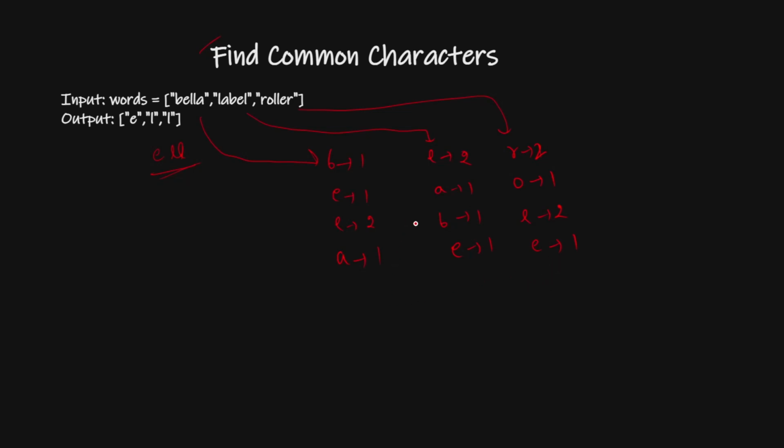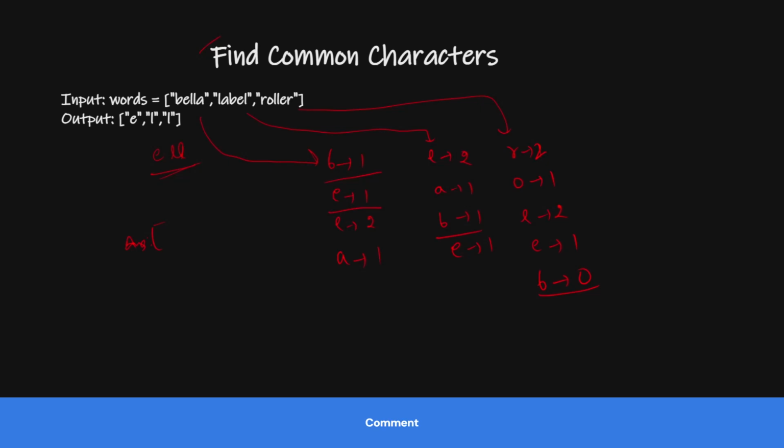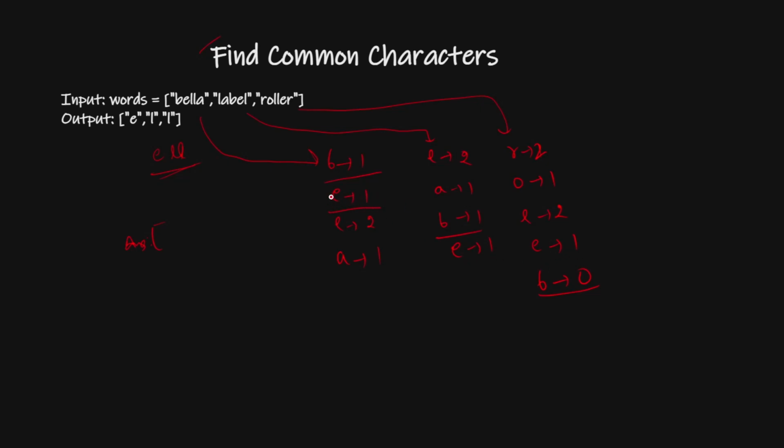Now what I have to do is find B. B is present here, yes, it is 1. Here I can say that B is present 0 times. So I have to choose the minimum one from these. So my B is present 0 times, and if B is 0, then I will not include it in my answer. Now let's see E: it is one time, and here E is also one time, so the minimum will be one time. So I can write E one time here.